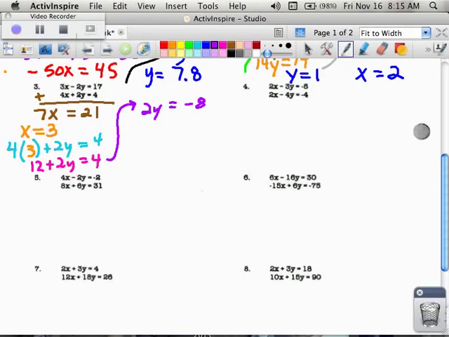What should I do now? Divide by 2. Thank you, Nick. Divide by 2. If I divide by 2, my y value is negative 4. So now I know that my x was 3 and my y was negative 4. Again, if you're writing this as ordered pairs, it's not necessary, but if you did, you would see that you have your ordered pair 3, negative 4, and that's where these two lines are crossing.